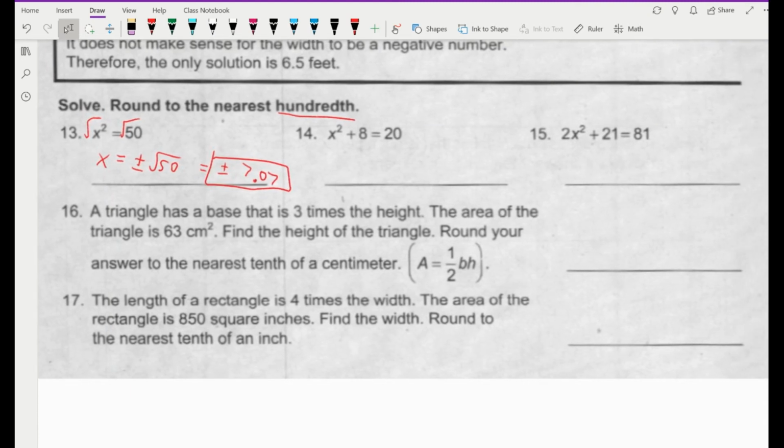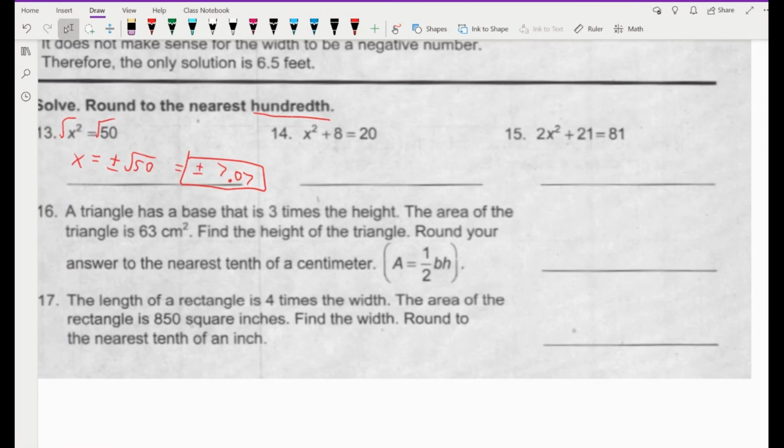Now number 16, I do want to talk about together. It says here, number 16, a triangle has a base that is 3 times the height, and the area of the triangle is 63 centimeters squared. It says find the height of the triangle. Round your answer to the nearest tenth of a centimeter.